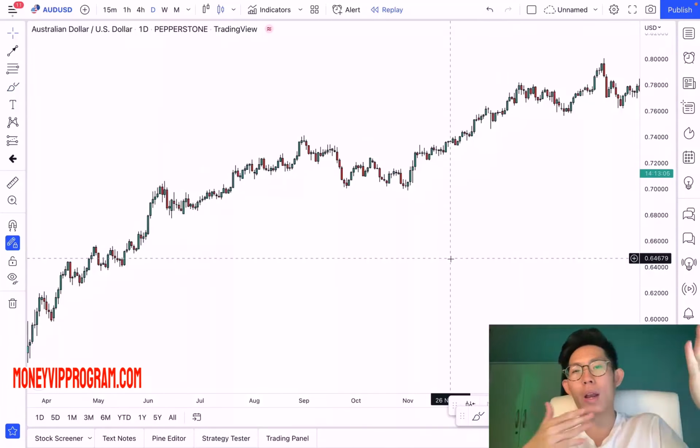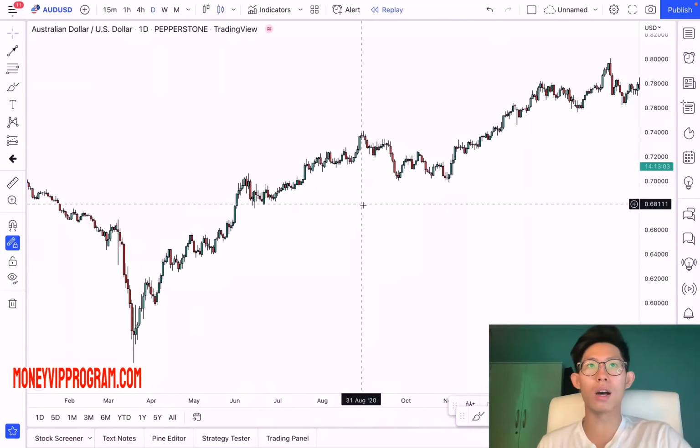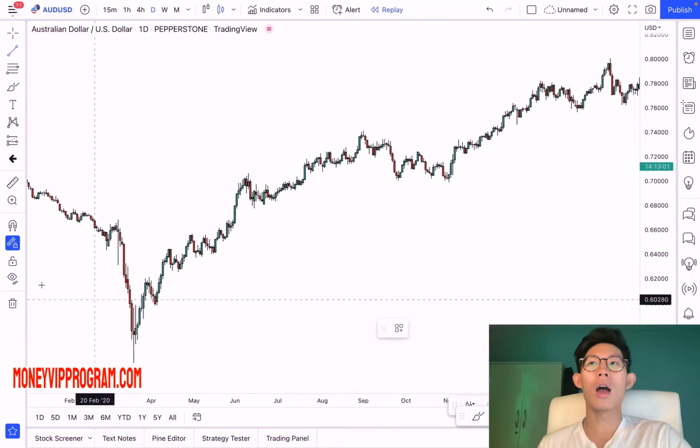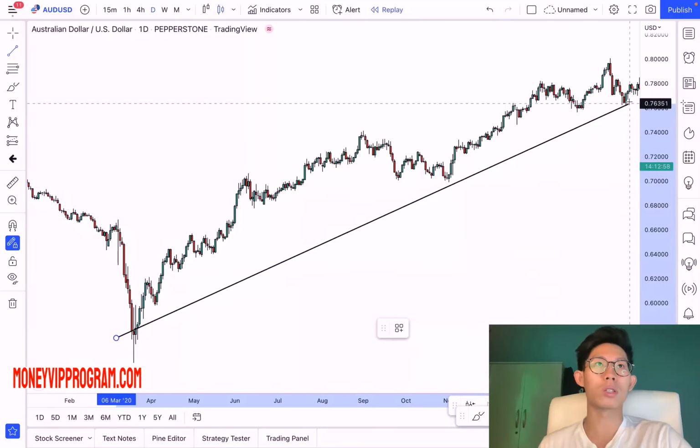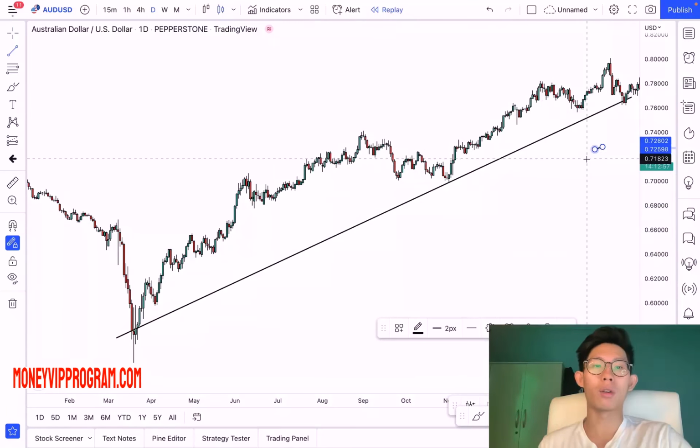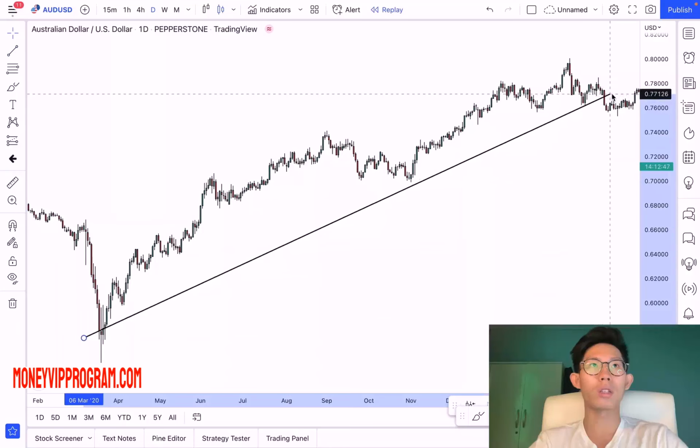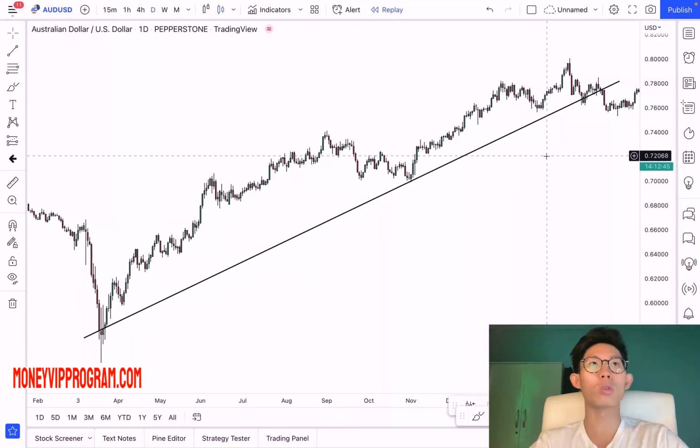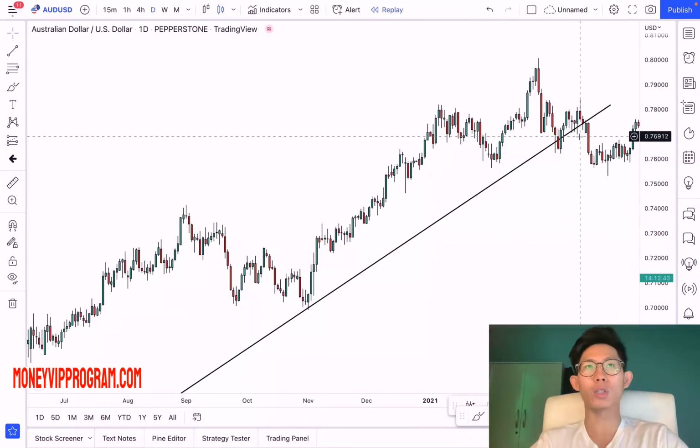Now let's apply whatever we just learned. This is obviously an uptrend because price is making higher highs and higher lows. There's a beautiful long trend line right there. You can draw this little trend line connecting all these higher lows, and you can see at this point it starts breaking through the trend line.